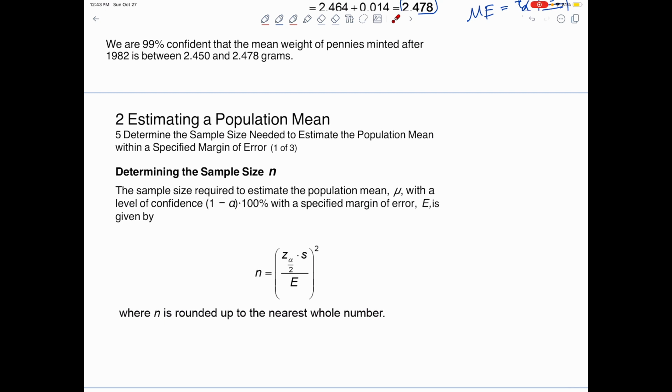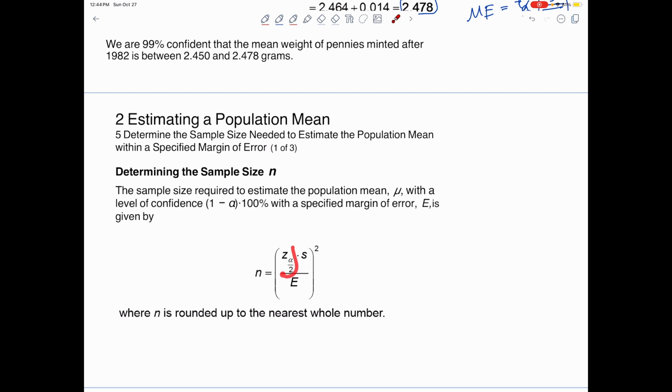The last but not least concept that we need to figure out is to determine the sample size needed to estimate the population mean with a specified margin of error. So if we would like to determine the sample size required to estimate the population mean mu with a level of confidence 1 minus alpha times 100% with a specified margin of error, that means the margin of error has to be given, the level of confidence has to be given, and the sample standard deviation has to be given as well. We can do so using this formula.